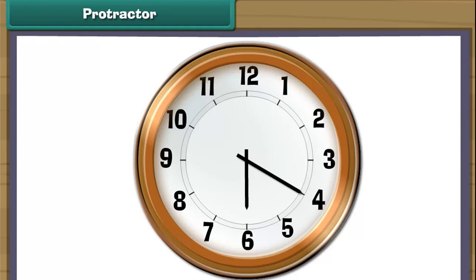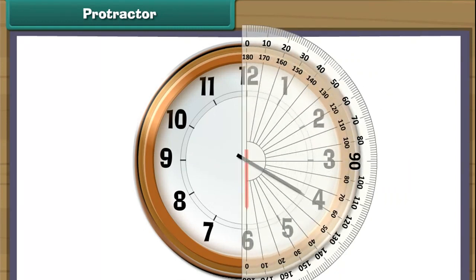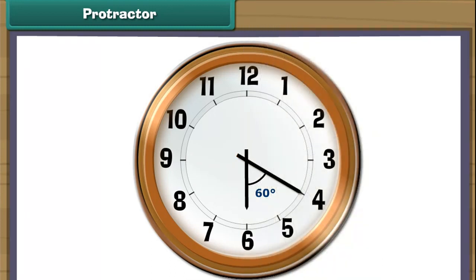This clock shows 20 past 6. The long hand of the clock is on 4, and the short hand is on 6. Place the protractor on the short hand of the clock. Read the inner marking of the protractor on which the long hand rests. It is 60 degrees. Therefore, the time 20 past 6 makes an acute angle.